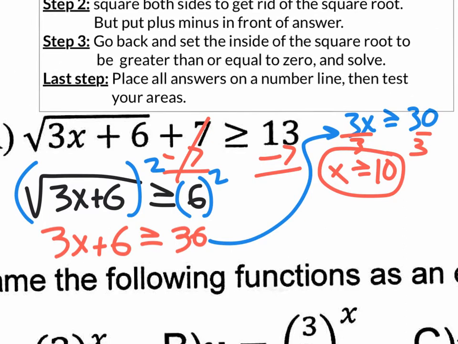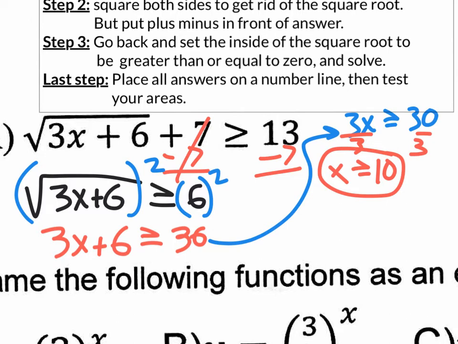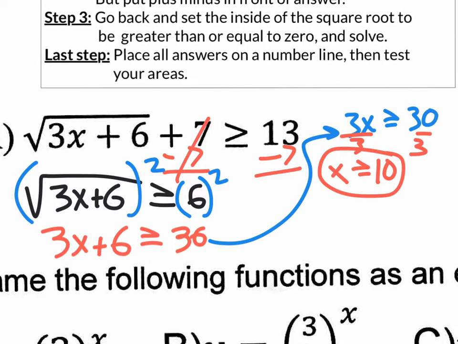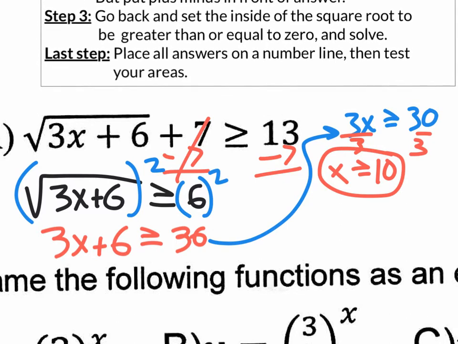If we look at step 3 and 4, step 3 says go back and set the inside of the square root to be greater than or equal to 0. The thing is, this inside value, the 3x plus 6, has to be greater than or equal to 0. In other words, it can't be less than 0, because if 3x plus 6 was less than 0, then you end up with a negative, which would make it imaginary, right? So we need to set 3x plus 6 to be greater than or equal to 0, and that's what I'm going to do right here in this area.